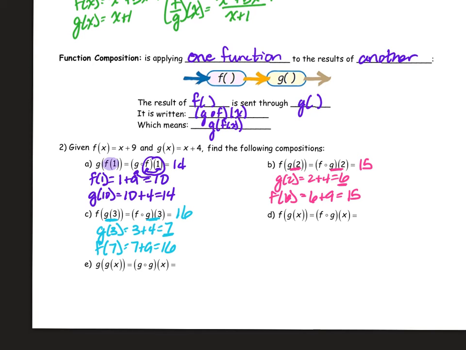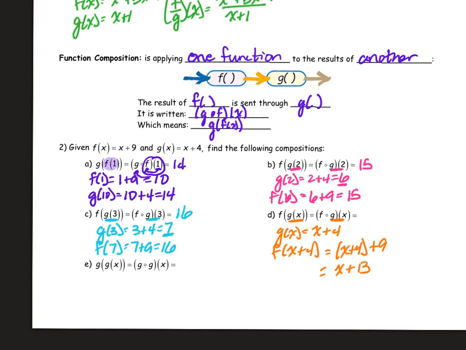Okay, so now on to D. It says find g of x. So g of x equals x plus 4. And then I'm going to substitute that in, so I'm going to find f of x plus 4. So I get x plus 4 plus 9, right? x plus 9, but x is now x plus 4, which equals x plus 13.